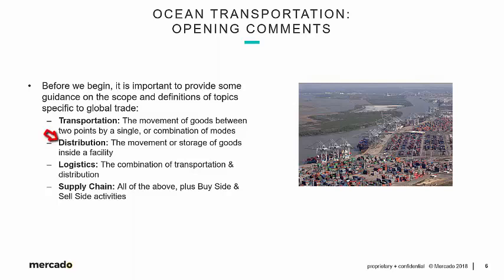Distribution, a little bit different, with an admittedly simplified definition, is the movement or storage of goods inside a facility, a DC, a distribution center, a fulfillment center. Obviously, goods have to come out of that DC, but distribution is very much about the handling of goods within a facility. Logistics, which we'll be talking about more in just one second, is the combination of transportation and distribution, and supply chain, which has been the overarching theme of everything we've talked about, is comprised of all of the above, plus those buy-side and sell-side activities that we've mentioned so frequently since the very beginning.